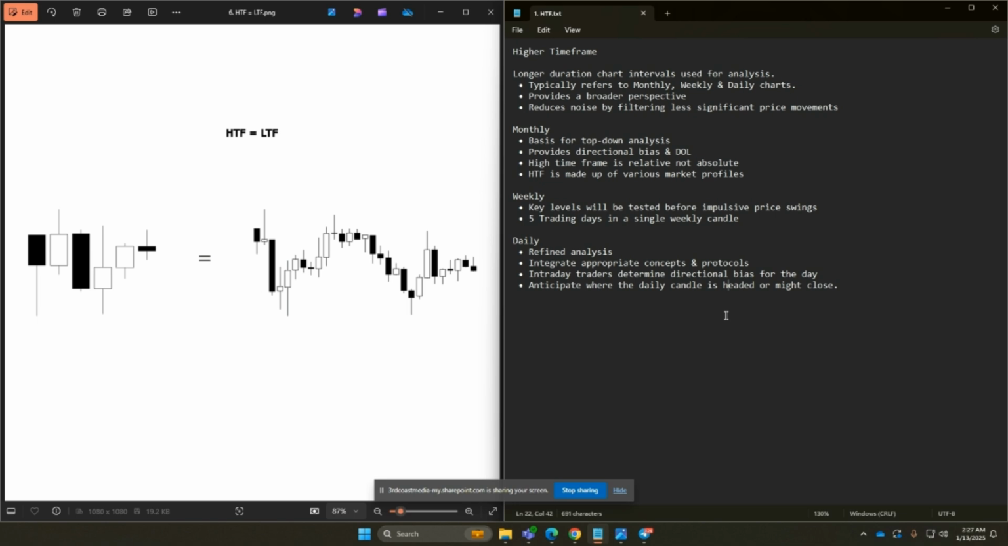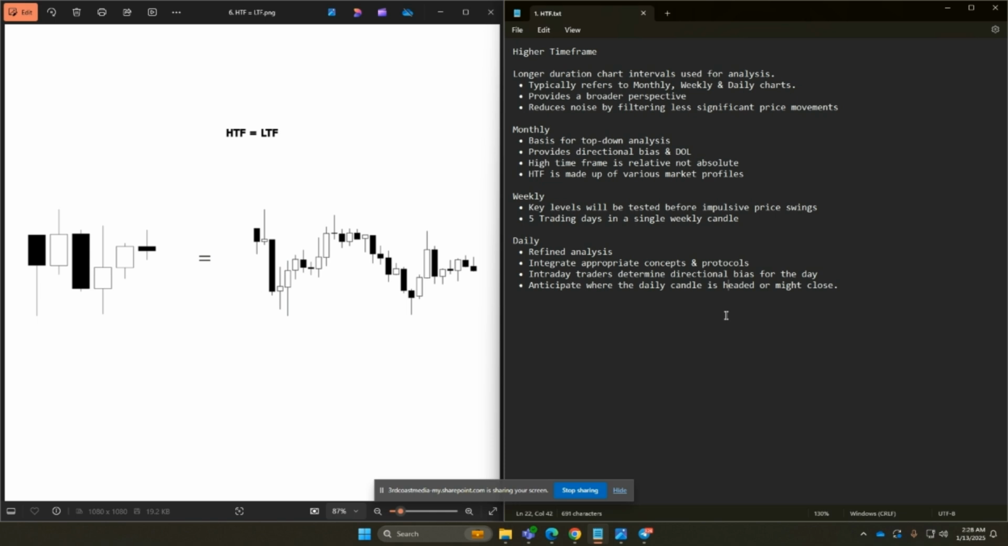They provide a broader perspective, so you're able to see what's actually going on, and you're not sucked into little traps here where you might get the wrong impression or you might get faked out. If you're looking at the 1 hour, since price moves quite a bit there, you might miss the bigger picture and be in a position that doesn't work out. So we use the higher time frame to stay aligned with what is expected to happen.